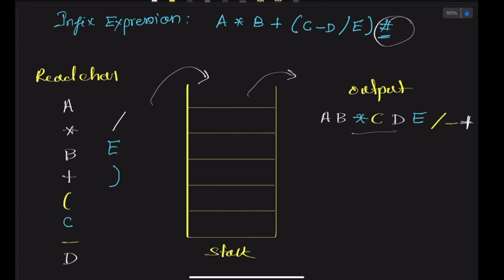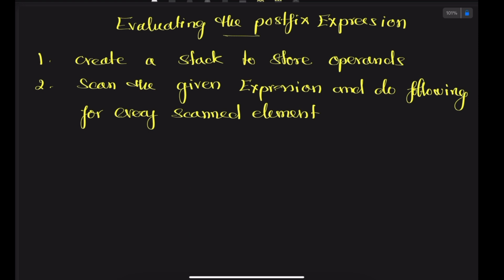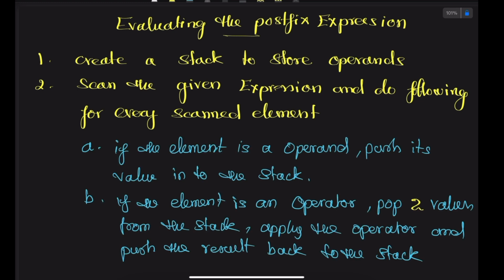Now we are going to evaluate this expression to check whether it is correct or not. The operation is called evaluating the postfix expression. Step number 1, create a stack to store the operands. Second, scan the given expression and do the following for every scanned element. If the element is an operand, push its value onto the stack. If the element is an operator, pop the top 2 values from the stack, apply the operator, and store the result on top of the stack again.